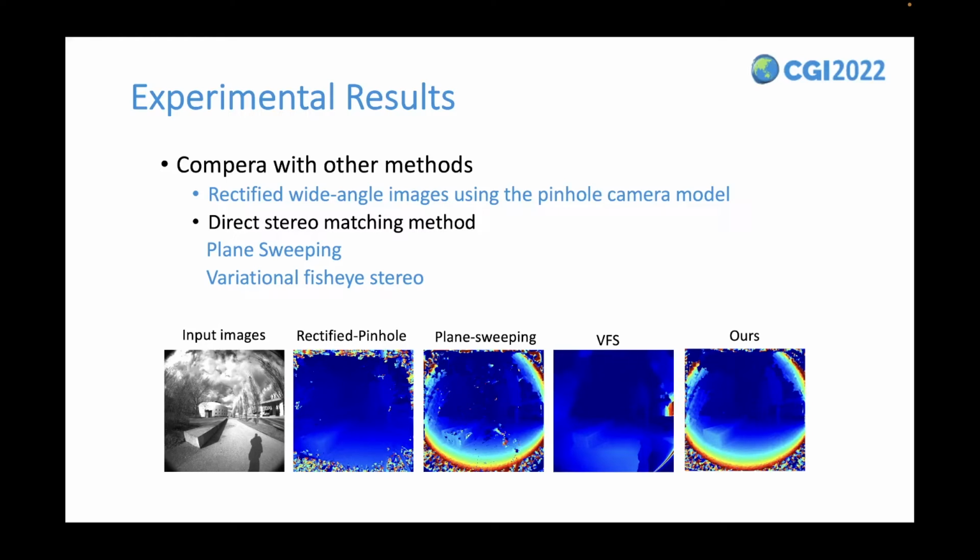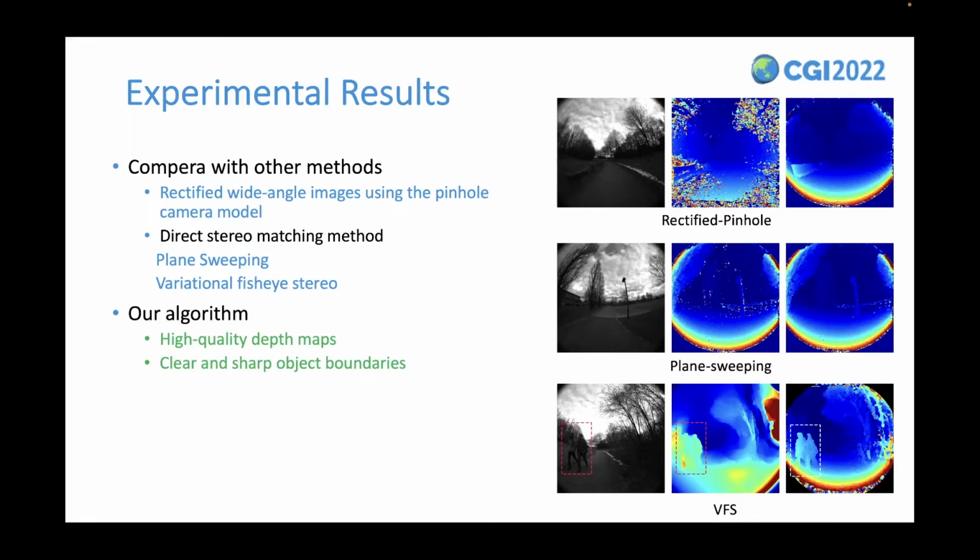Plane sweeping is a widely used stereo matching method both for perspective images and ultra-wide-angle images. Variational fisheye stereo searches for the correspondence along the epipolar curve. Here is a group of the comparison results. Here are some comparisons with those methods.